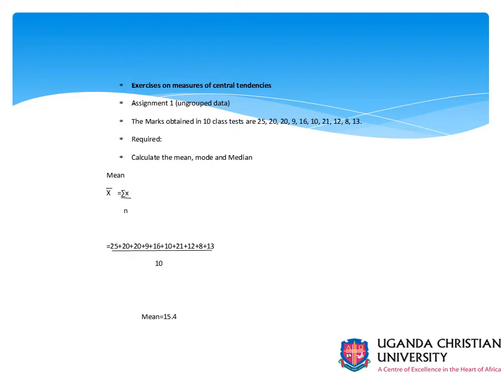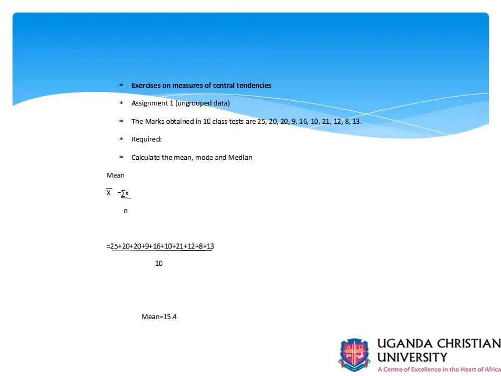This was an example that we had in class, and it represented ungrouped data. So how do we handle raw data from the field, before you group it, before you tabulate it? However, this kind of measures can only be used if you have small data sets. So the example we have before us is the marks obtained in 10 class tests, as you can see.